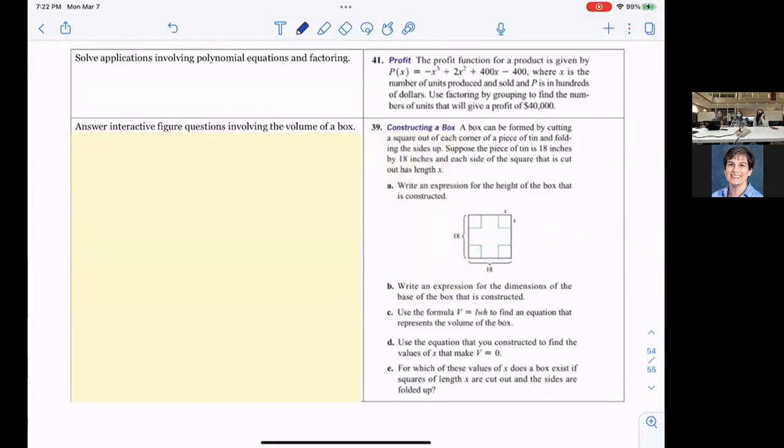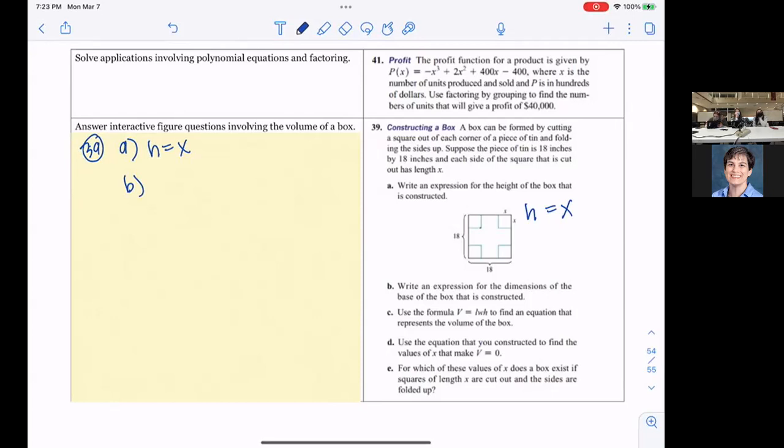Let's see, write an expression for the height of the box that is constructed. So if this little bit we're cutting out means that these pieces get folded up, then the height of the box is just gonna be X. So for A, the height is just gonna be X. For B, write an expression for the dimensions of the base of the box that is constructed.